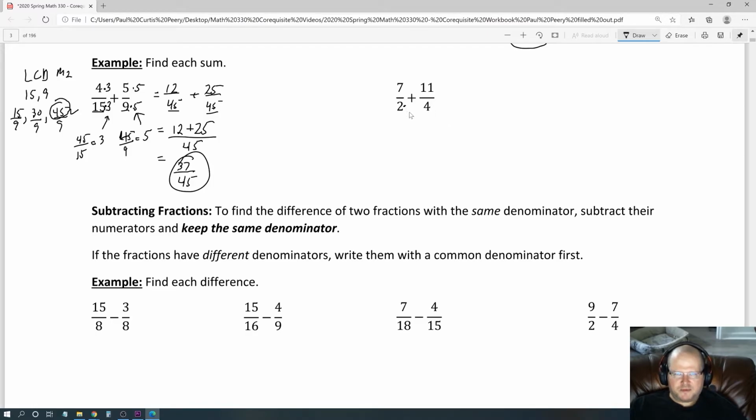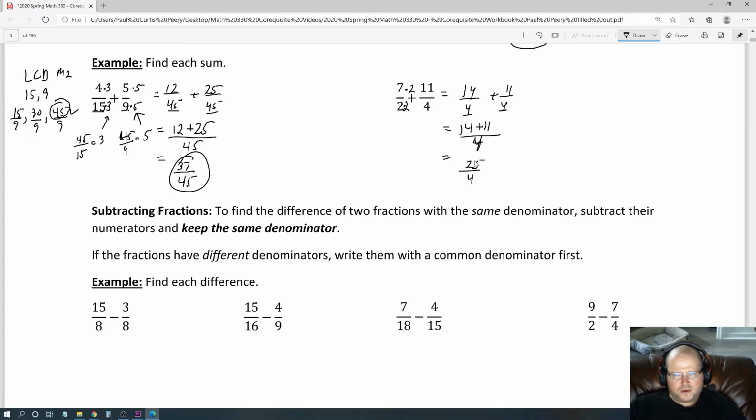The least common multiple of a 2 and a 4 is a 4, right? So we multiply that by 2, multiply that by 2, and that'll give me 14 over 4 plus 11 over 4. Now that the denominators match, we keep the denominator and add together the numerators, 14 plus 11 over 4. And 14 plus 11 is 25 over 4. I know that looks like a y, that's not bad.